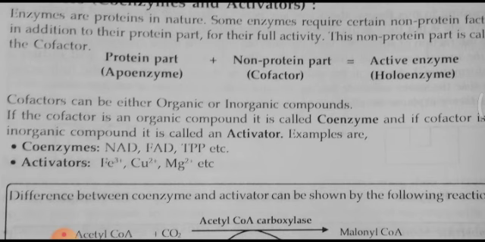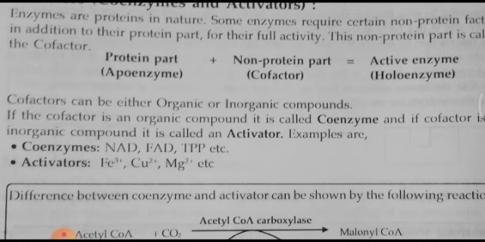So that means cofactor is of two types. One is coenzyme, the organic form, and the second one is activator, the inorganic form of substance. In coenzymes you can see examples: NAD, FAD, TPP, etc. NAD is nicotinamide adenine dinucleotide. FAD means flavin adenine dinucleotide. TPP means thiamine pyrophosphate. They are all vitamin derived compounds. They are obtained from vitamins. That's why we have to take vitamins, to produce these coenzymes. They are required for enzyme activity.